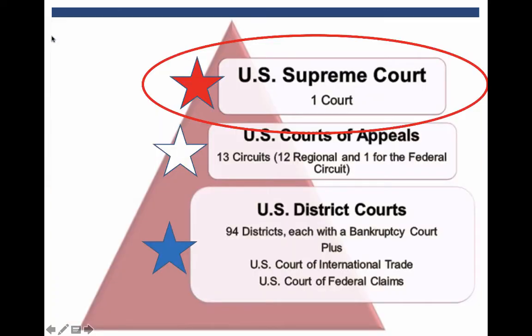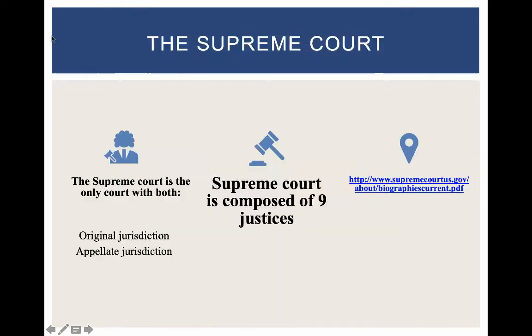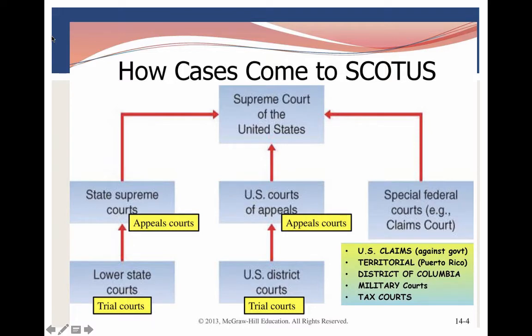So we're going to start with the U.S. Supreme Court. Again, the U.S. Supreme Court is the highest court in the United States. There are 9 justices on the U.S. Supreme Court. So you might see that again. I've put a link there if you want to learn more about that. If you're a CCJ major, you're going to go on to learn more about that within your major, which is really cool. All right, so how do cases come to SCOTUS? Remember, SCOTUS is the United States Supreme Court.